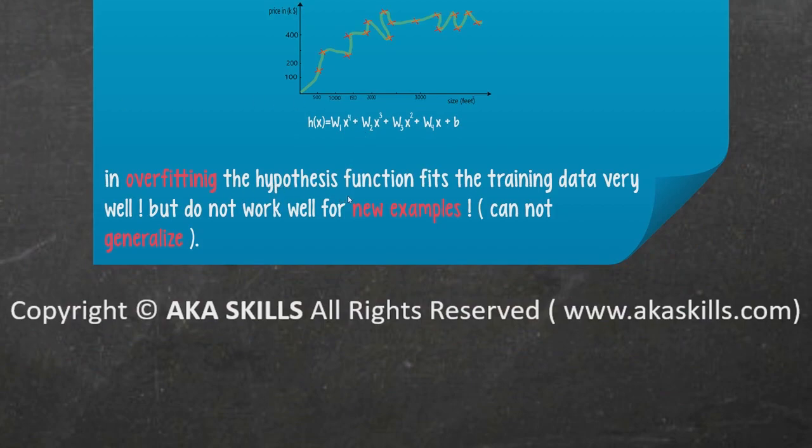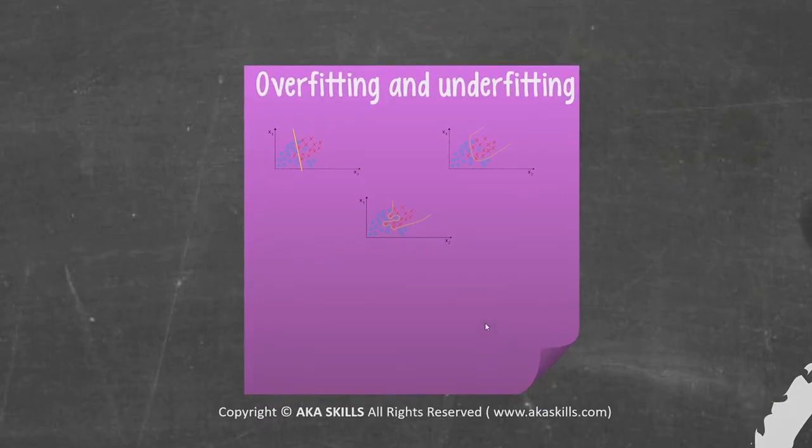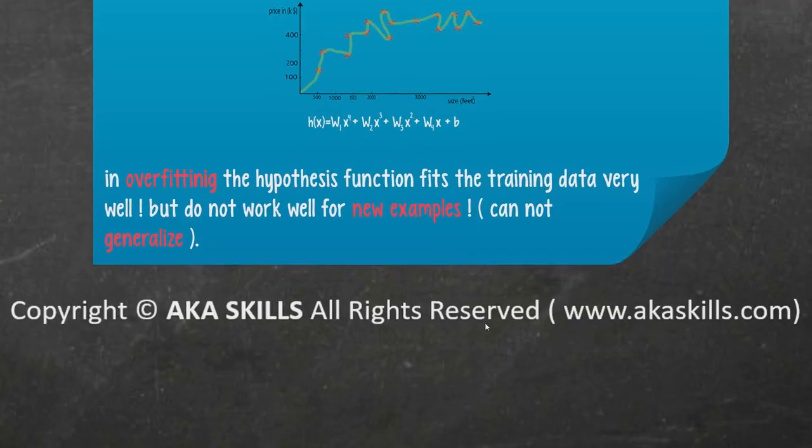In overfitting, the hypothesis function fits the training data very well, but does not work well for new examples, as I said, and this is called that it cannot generalize. So it's not able to generalize to new data. These are the very important terms here. So we saw this case of underfitting and overfitting.